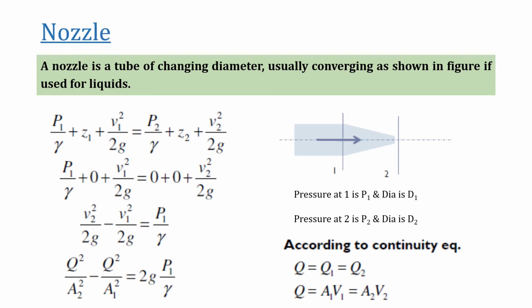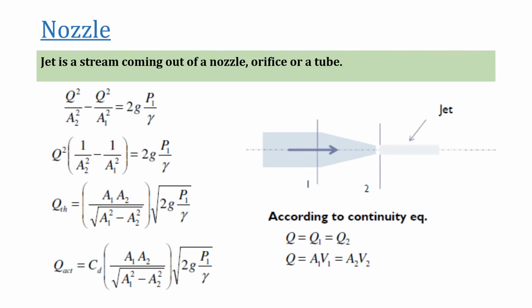So we can write this expression in this form. If we take 2g to the right hand side, V2 would be Q over A2, and then taking the square. Similarly, V1 can be replaced by Q over A1. Now simply rearrange this expression, and we can write the theoretical discharge expression Q theoretical as A1 A2 under root A1 square minus A2 square, into under root 2g P1 over gamma.